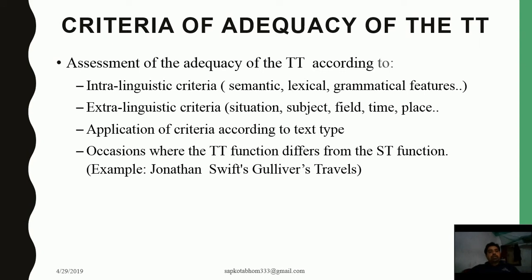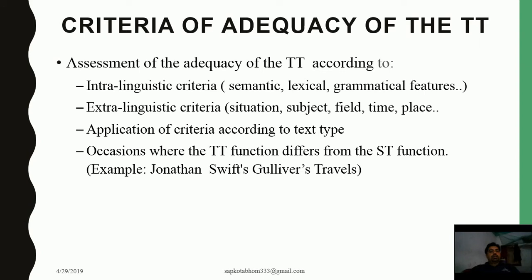For that, we should assess the target text using these types of indicators or points. Here we can assess the target text through the intralinguistic criteria, such as semantic, lexical, grammatical features. These are the key terms which determine whether the ST is translated into the TT perfectly or not.